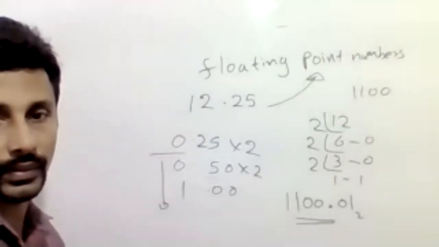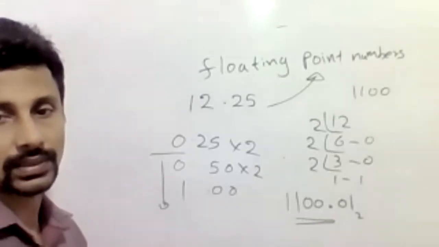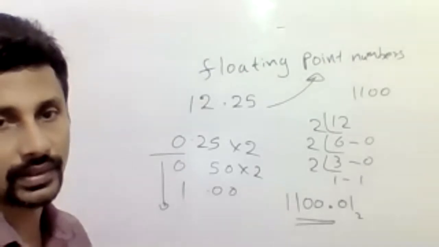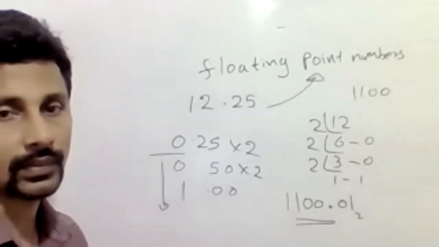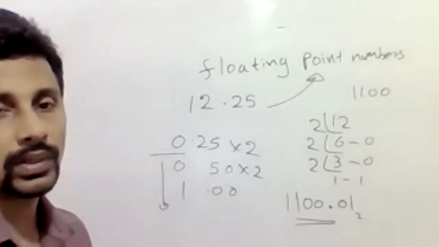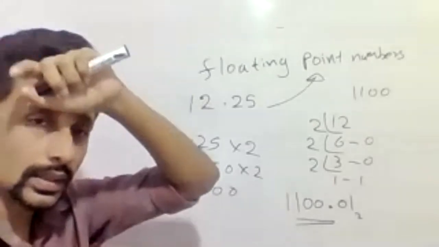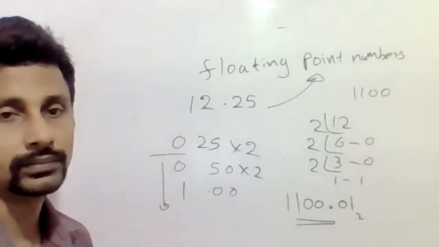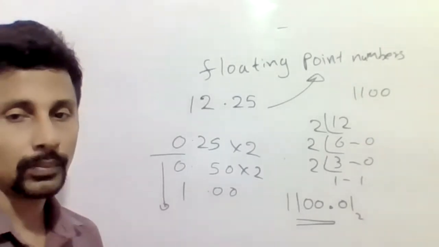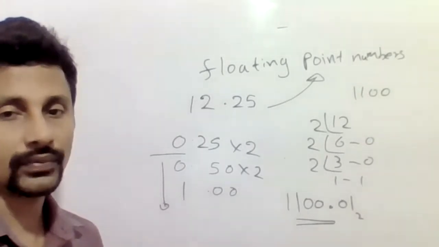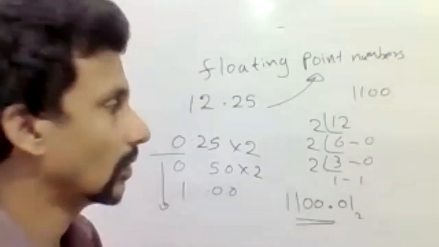Okay, I think you have taken them down. The first step is to convert them to binary. Then the second step, write down: put it in standard form. Put it in standard form.